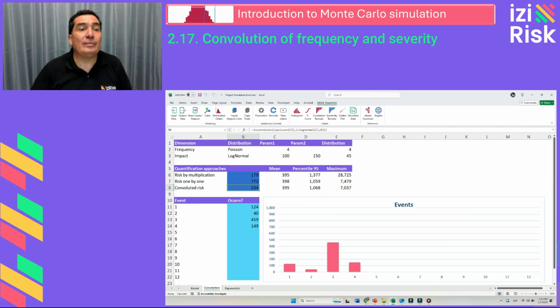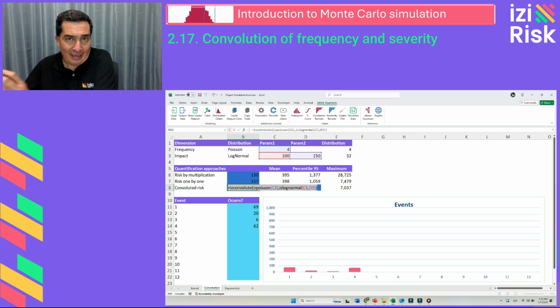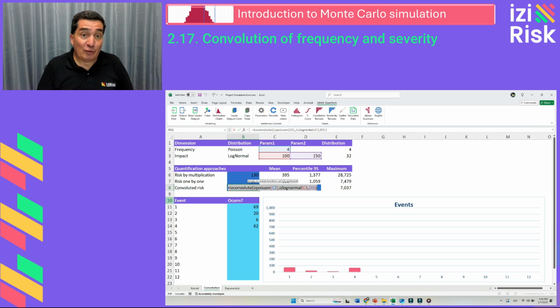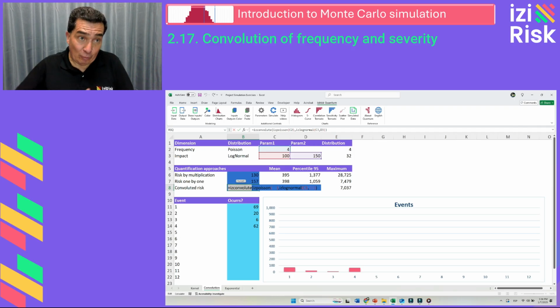This demonstrates that the multiplicative approach, by assuming events with high frequency and simultaneously high magnitudes, exaggerates values in the tails. There's a third approach, which is a convolution with specific functions. To avoid errors, we use a convolution function. This function automatically generates frequency using the Poisson distribution with lambda equals 4 and integrates the impact values using the log-normal distribution with a mean of 100 and a standard deviation of 150. In tools such as Easy Risk Quantum for Excel, this convolution function is built in and automates the whole process.